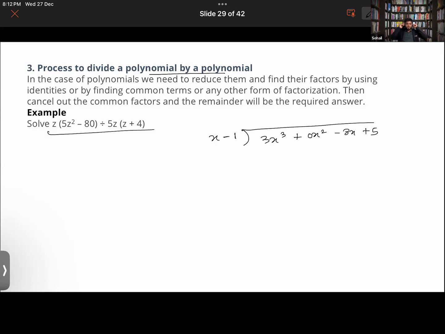Sir, how can it be 0x square? It is basically zero. It is there just to confuse you. It basically will be 0. Okay, so let's solve this question now.